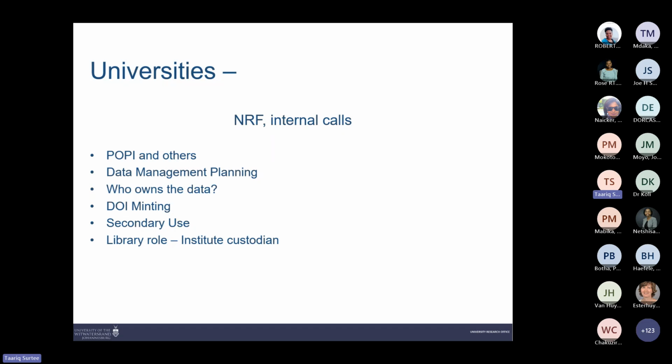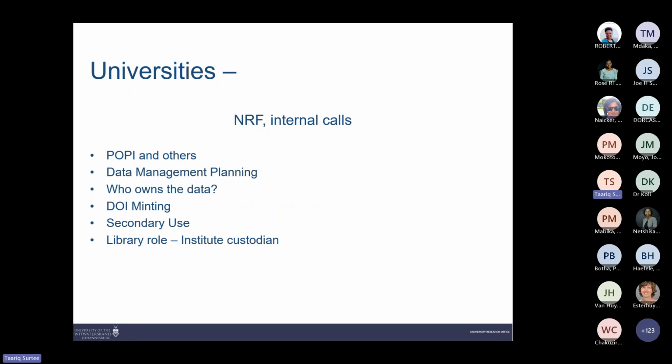And lastly, very importantly, is the library's role. They are the institute custodian of the data. So make their life easy and work together, and everybody's life will be made easy if you look at what protocols, what standards and everything the library wants so that you can work with your data.